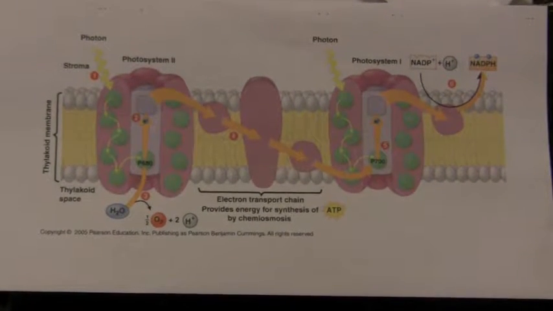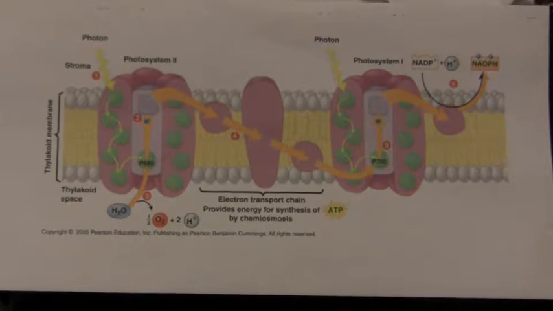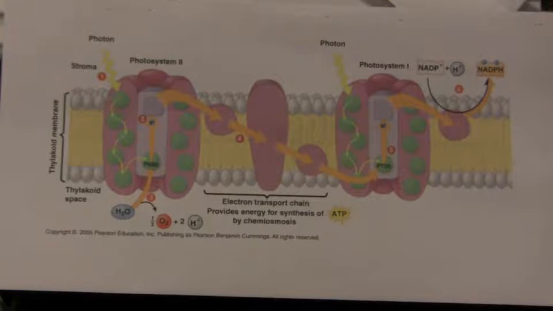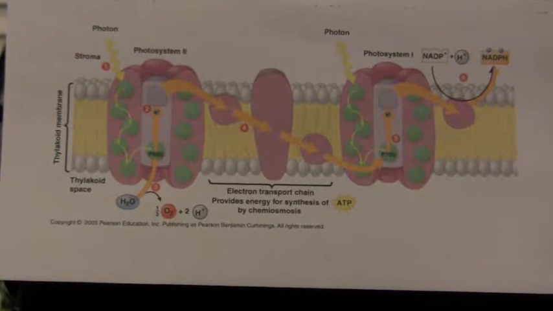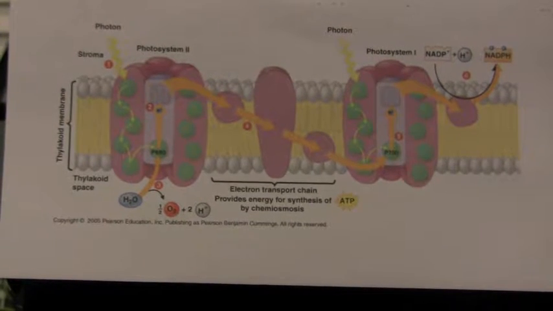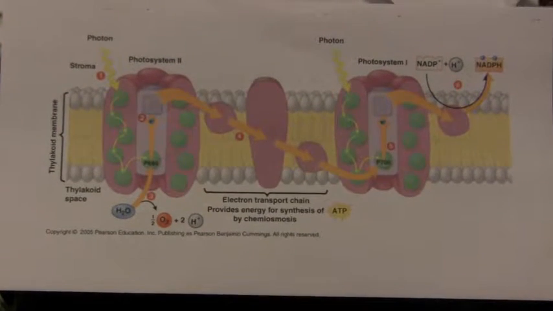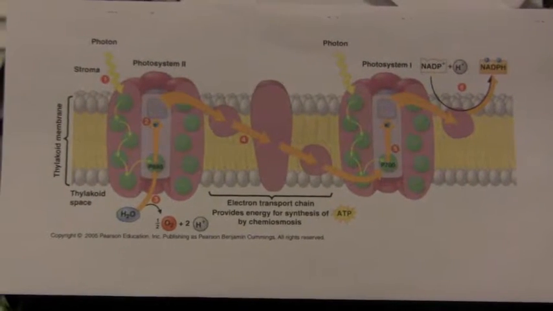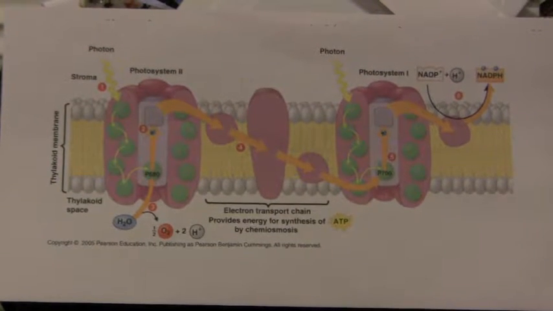Electrons move from photosystem 2 to photosystem 1 via the electron transport chain. From photosystem 1, they are transferred to the enzyme NADP reductase, which uses them to reduce NADP+ into NADPH. It produces both ATP and NADPH, and it also requires water.